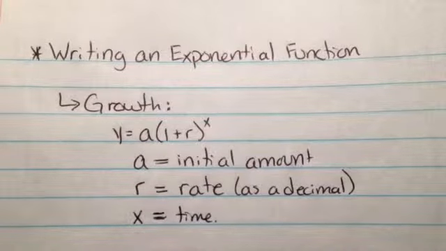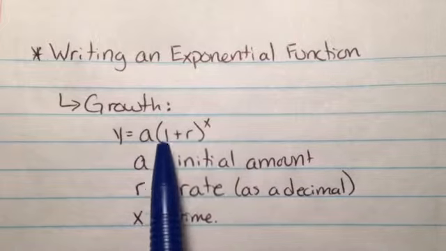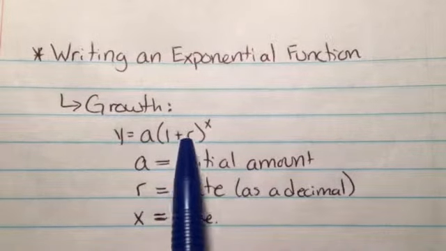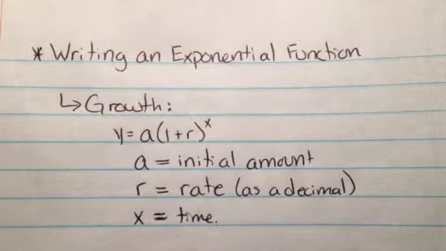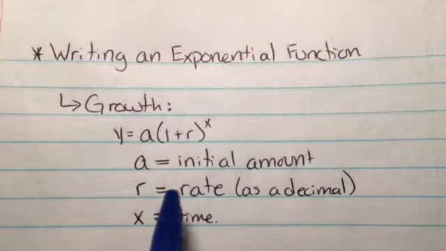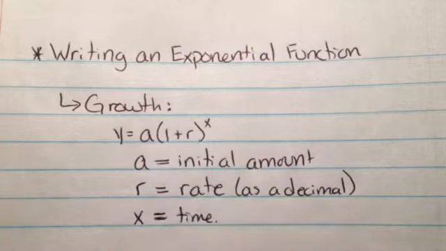All right, now we're going to learn how to actually write the function. So if we have a function that's a growth, we have to figure out the b value. The b value is found by doing 1 plus the rate. Remember that the b value is supposed to be greater than 1 whenever it's a growth. That's why we're adding. So we figure out the rate, and we do 1 plus the rate.